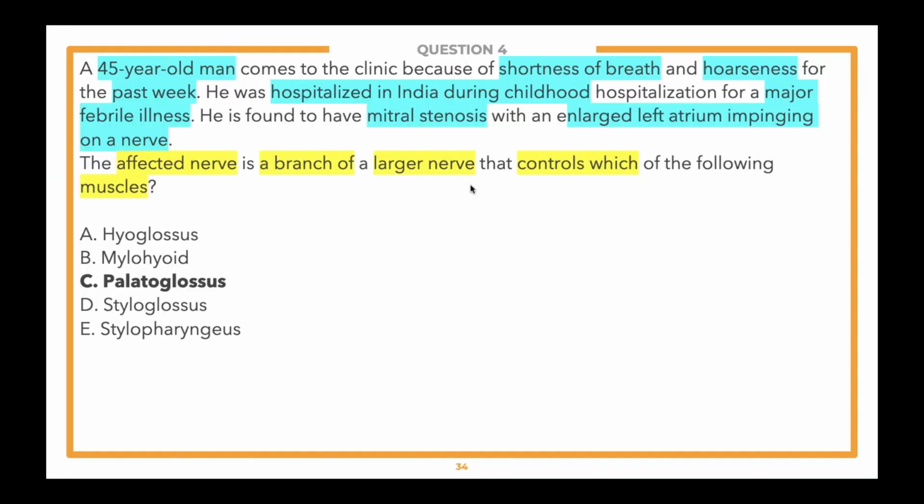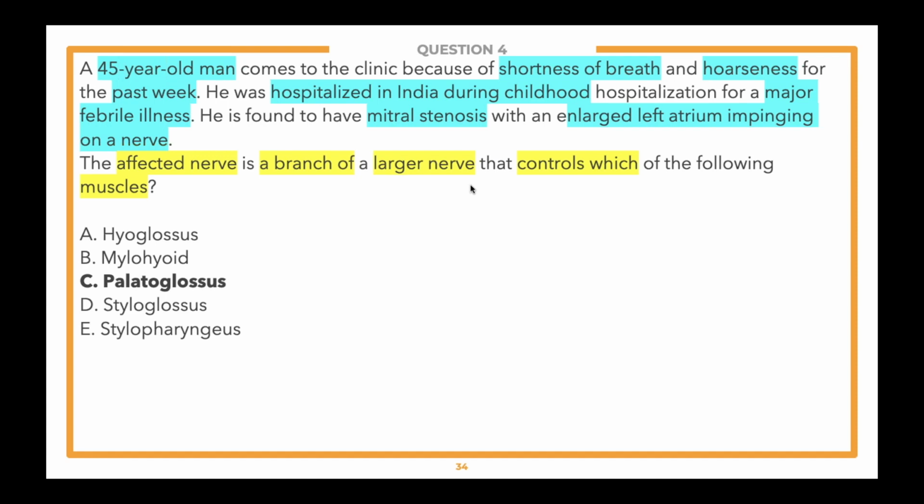Thank you, Sean. Yes, definitely a tough question, and what makes it tough is there are a few steps here. So there's a few different ways where you could potentially get tripped up. So let's take a look at what's going on. First of all, we're kind of getting back into a little bit of medical knowledge here. We've got a patient who was hospitalized in India for major febrile illness.